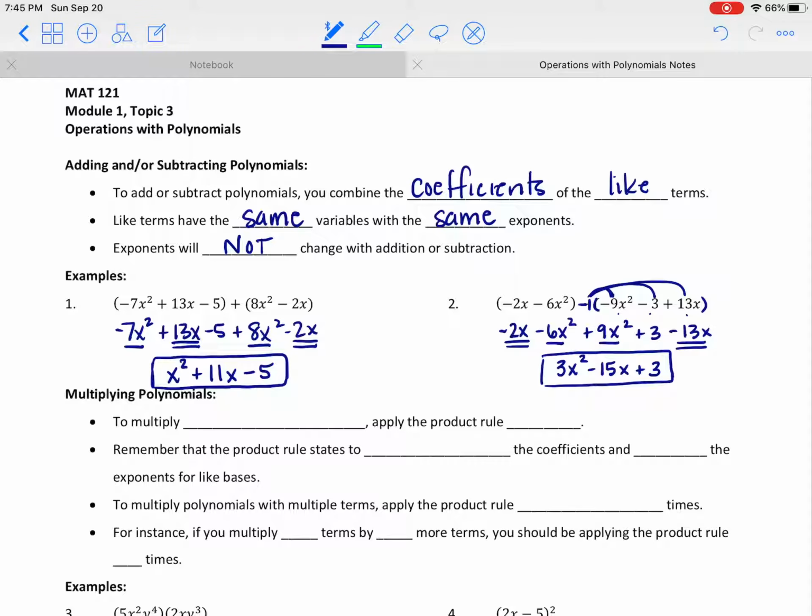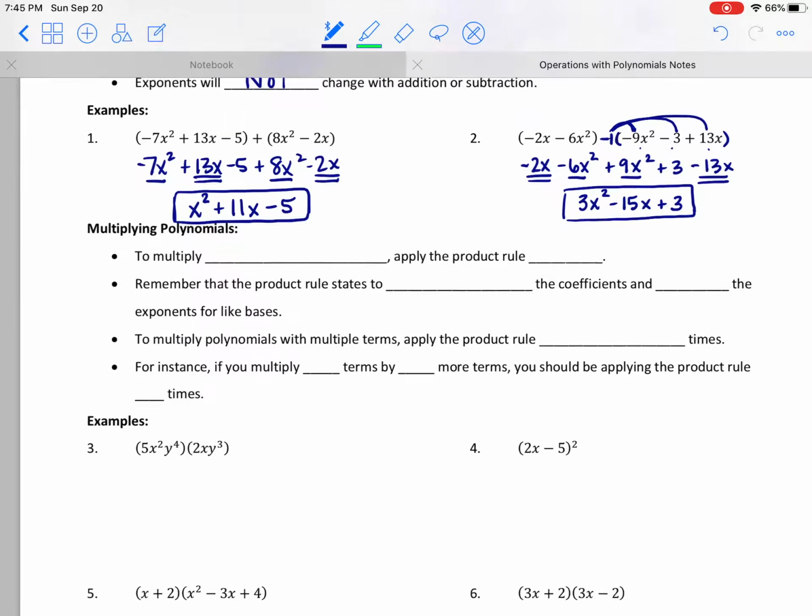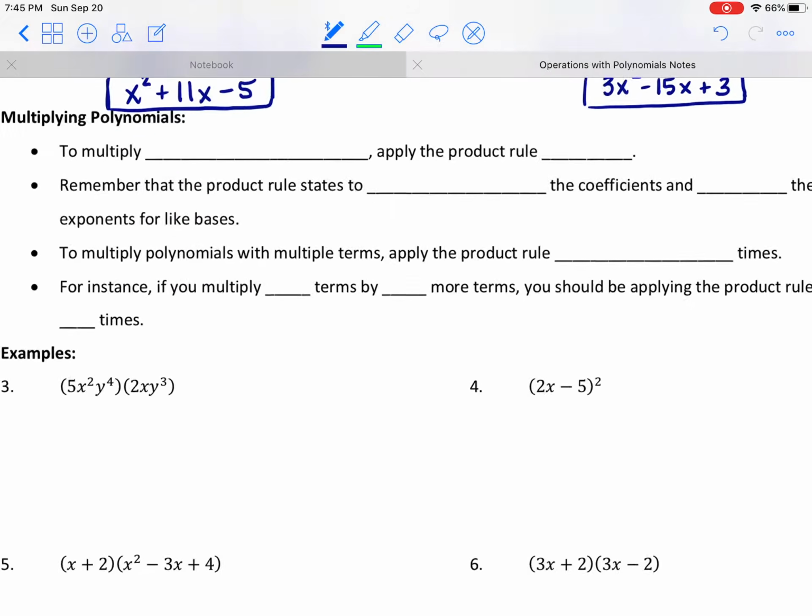Okay, so adding and subtracting, hopefully we've seen a lot of this before, and this is just good review for us. Combining like terms, just be careful with your signs. Make sure that you distribute the negative if there's subtraction. Okay? Alright, let's move on to multiplication.